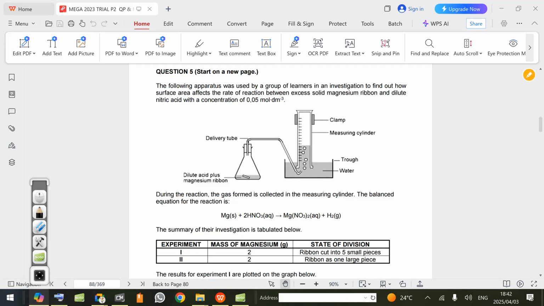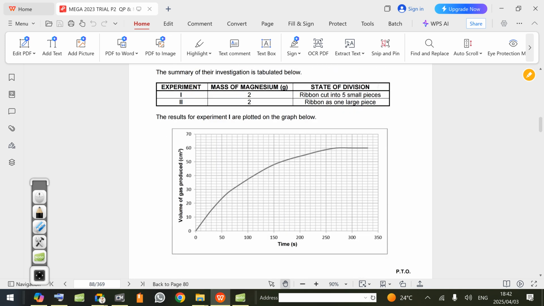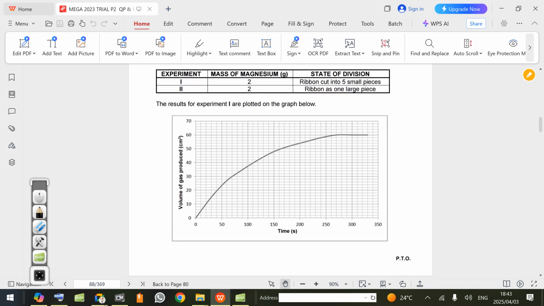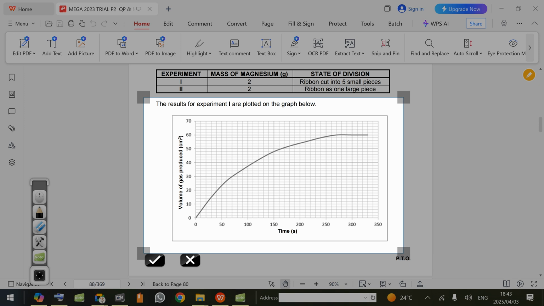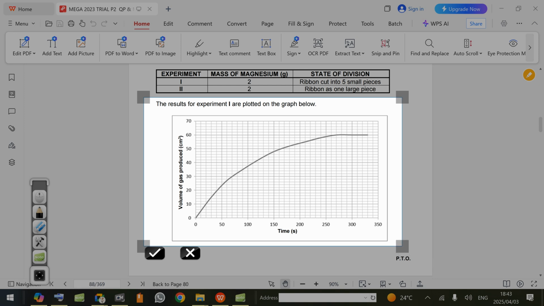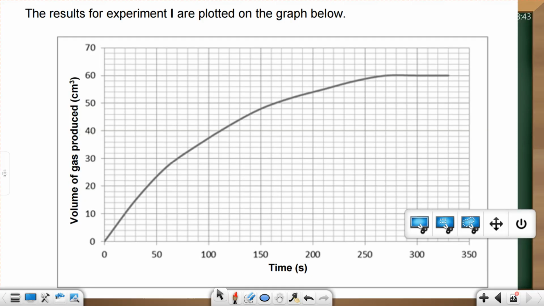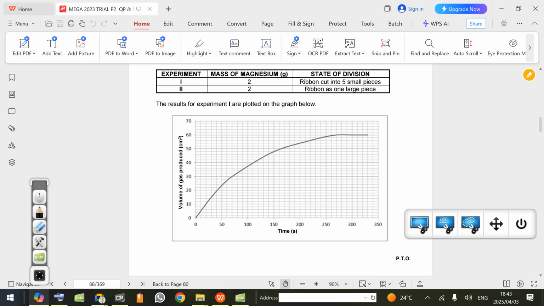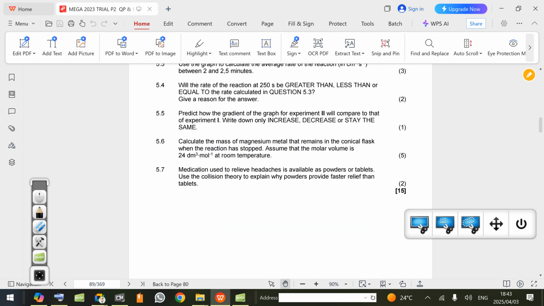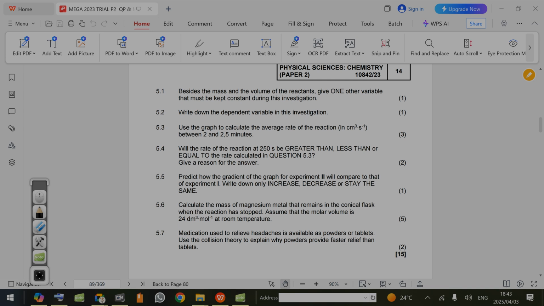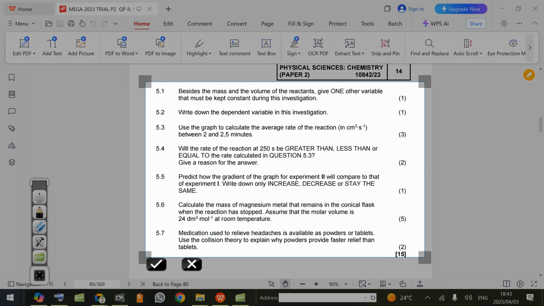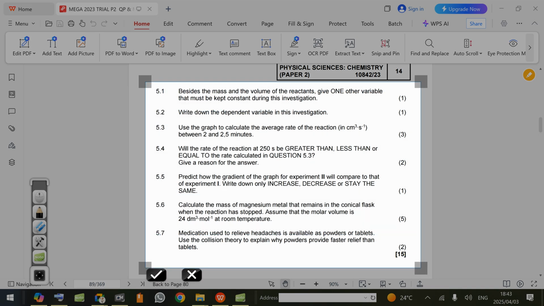Let's see the rest of the questions. The graph of reaction 1 is plotted below. I'm sure the graph is big enough for everyone to see. We will come back and deal with the information. How many marks? 15. Not bad. I think we can answer all of these questions at once.